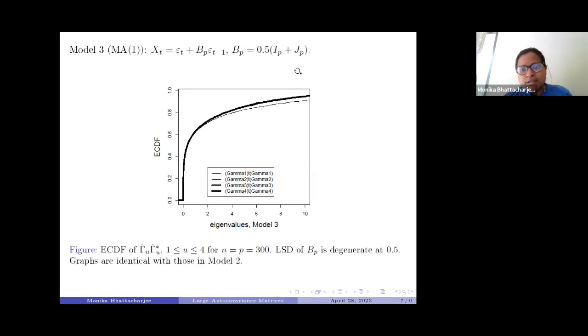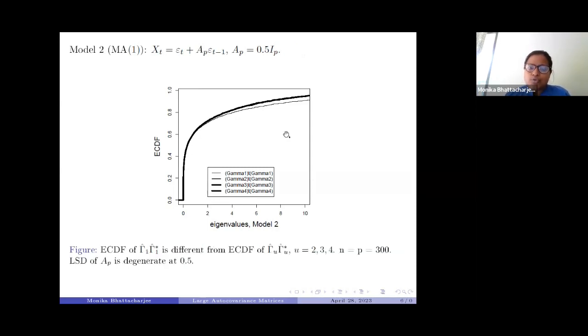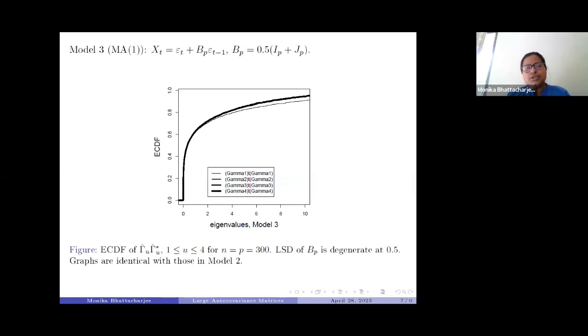So in both the cases which I show here, we get the LSD degenerate at 0.5. But the matrices are quite different, and yet you can see the figures are almost the same. If you compare these two figures, they are almost the same. So this gives us another conjecture: even if the coefficient matrices are different, if their LSDs are the same, then we are going to get the identical LSD for the symmetric product of sample autocovariance matrices. And here also it looks like the LSD of the symmetric product of sample autocovariance matrices is going to be identical for u greater than or equal to 2 when we have an MA(1) process.